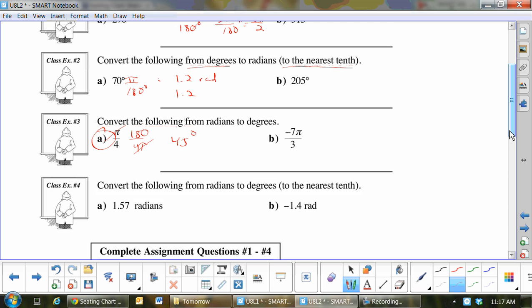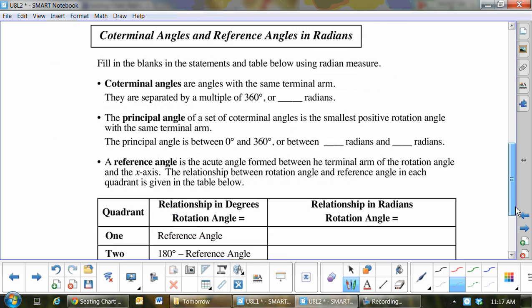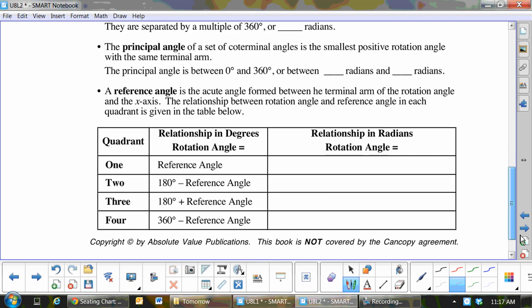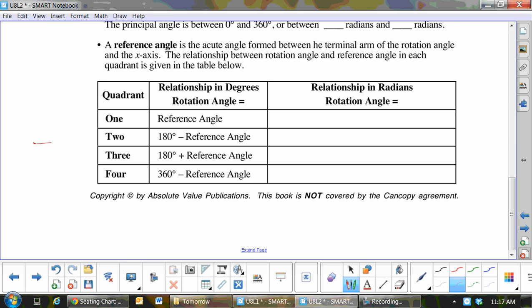Okay. Now, remember how we were doing all the, we'll just come right down to this chart. Reference angle, that was the same with the rotation angle. We were doing the 4 quadrants, remember? In the second one, how do you do it? It's 180 minus reference. But when we talk in terms of radians, we'll just turn these all to pi, and 2 pi.